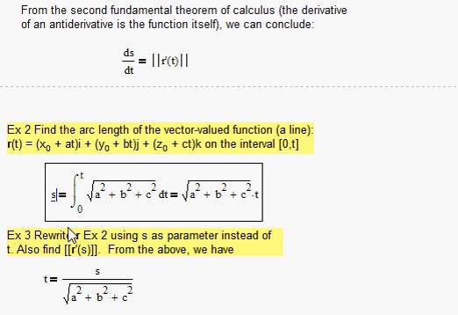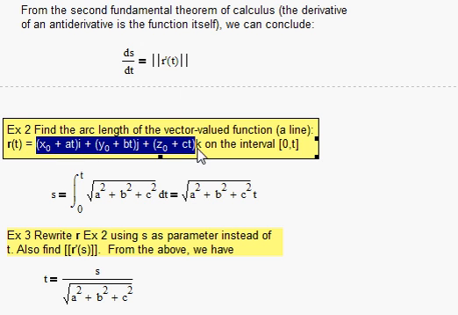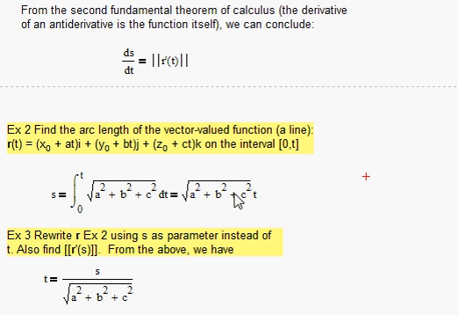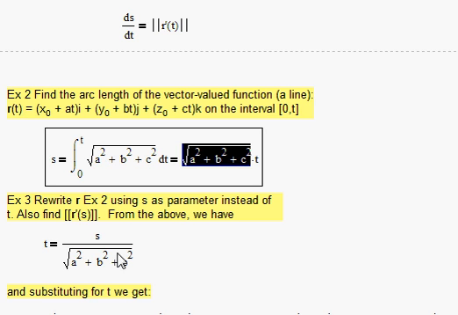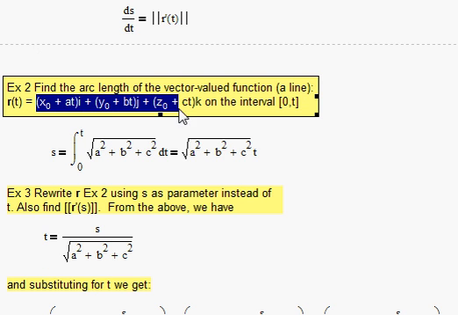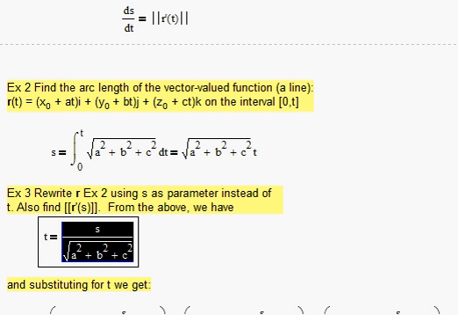So rewrite our r from example 2, that's this function, using s as a parameter instead of t. Well, s equals the square root of a squared plus b squared plus c squared times t. So if we substituted for t, t would be s divided by the square root of a squared plus b squared plus c squared. So once we've gotten that established, then we just take our vector valued function, and for every t we substitute s over the square root of a squared plus b squared plus c squared.